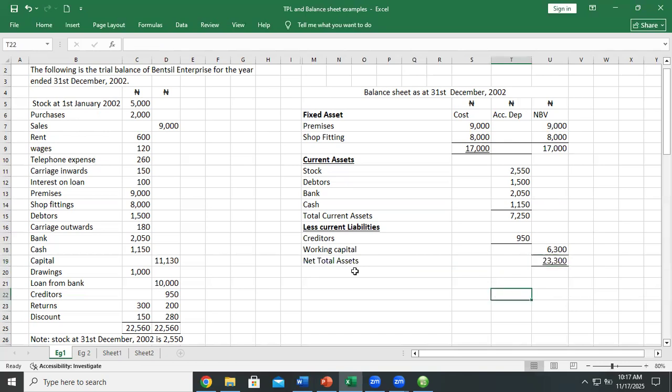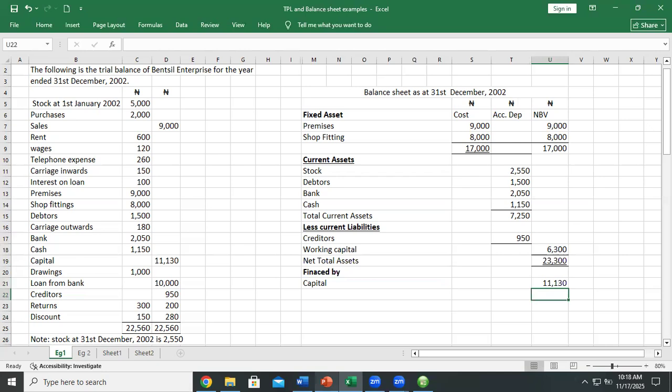Okay. We now move on to the financed by. So right after your net total assets, you go to financed by. Okay, and I indicated the first thing is your capital for the sole trader capital. So you go to your trial balance and get your capital figure. Capital has a credit balance, so you look at the credit side, and there you have it, your capital here. Put it at the last column, 11,130.